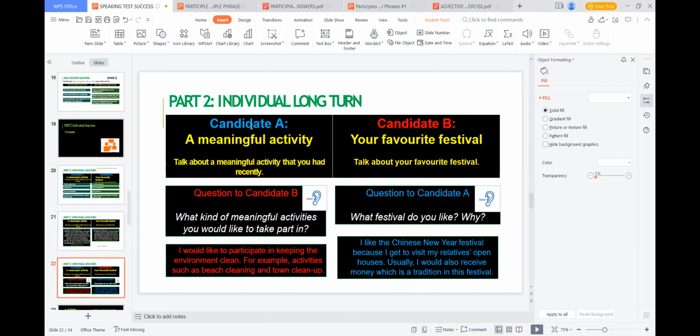All right. So part 2 also again, there will be a question directed to candidate B. What kind of meaningful activities would you like to take part in? This question is not shown on the paper. So you have to listen very carefully. So how should candidate B answer a question like this? Can you read this part?